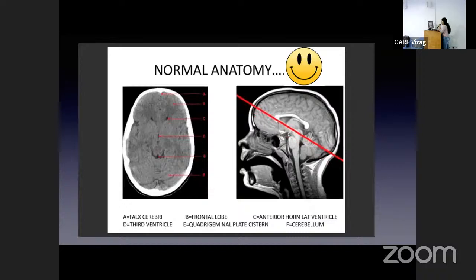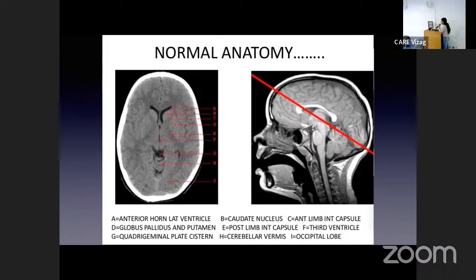Now coming to this section, when you look at this smiley-like portion, what is represented is the quadrigeminal plate cistern, and here you find the third ventricle, the anterior horns of the lateral ventricles. So the dura which is projecting from here is falx cerebri, and this is our frontal lobe, and this would be our cerebellar hemisphere.